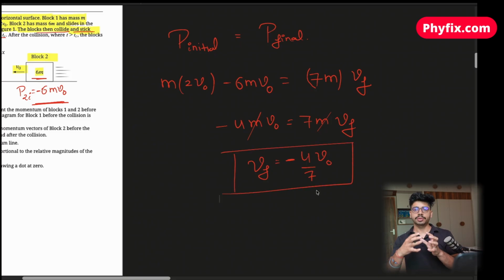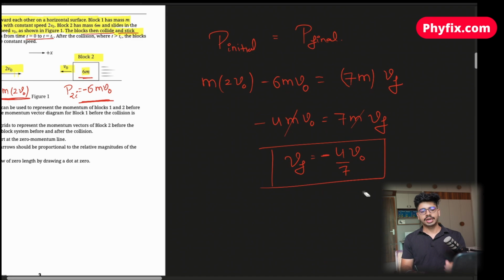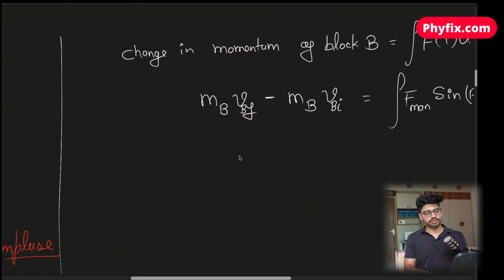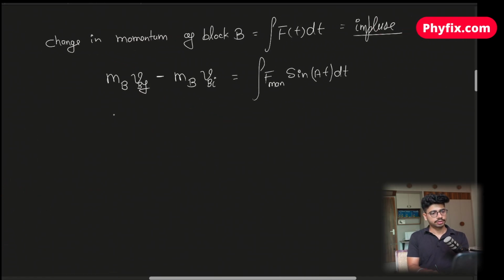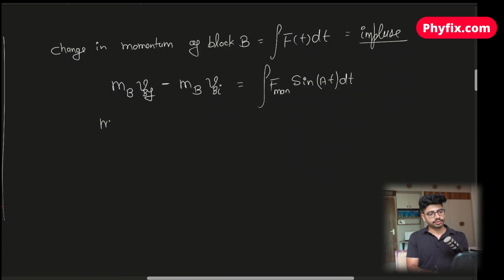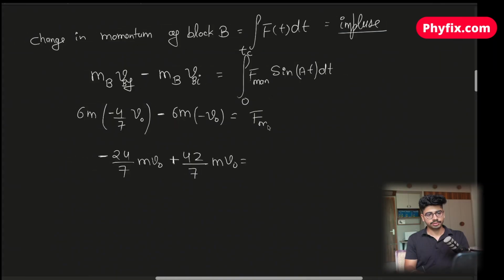Whatever velocity the combined system has, B is also going to move with that same velocity. So let's plug in the values. So we have minus 4 by 7, and the impulse is equal to minus 4 by 7 of the v naught, and the mass of this one is 6m, and the maximum is the constant, so that is going to become a constant.